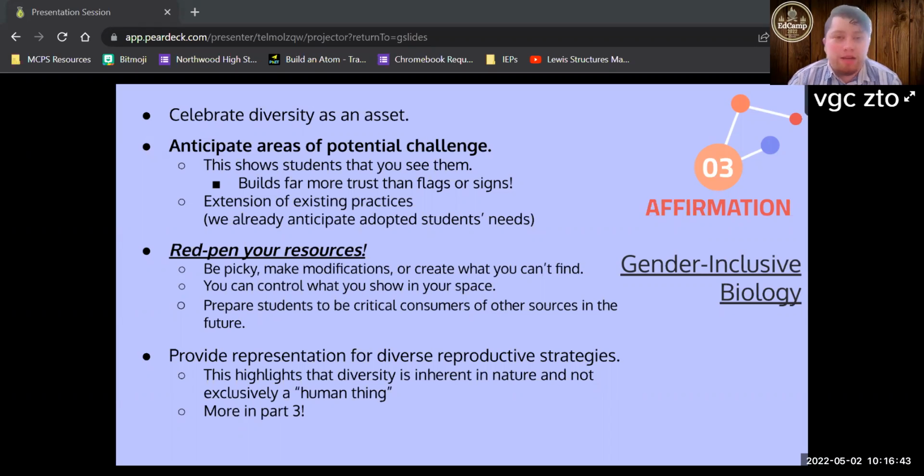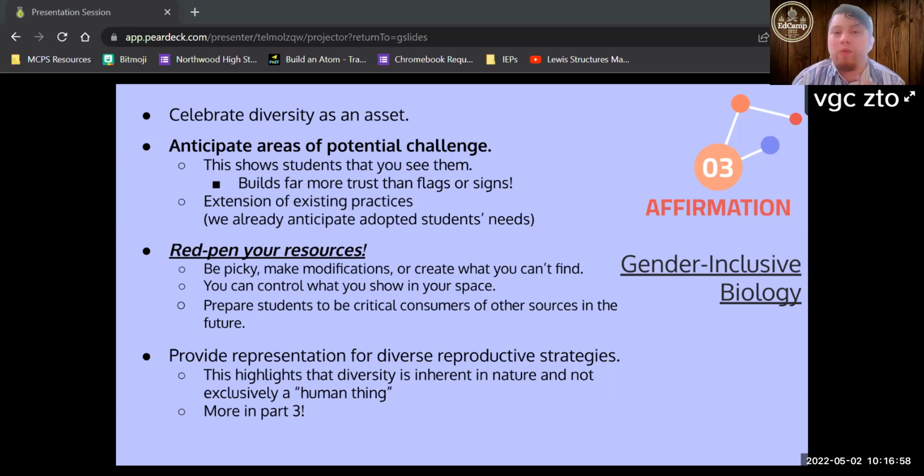If you are in need of a glossary, by the way, the links in the beginning of this presentation include one to the MCPS policy around gender inclusion and affirmation. There is an excellent glossary of terms in there that you can look at.